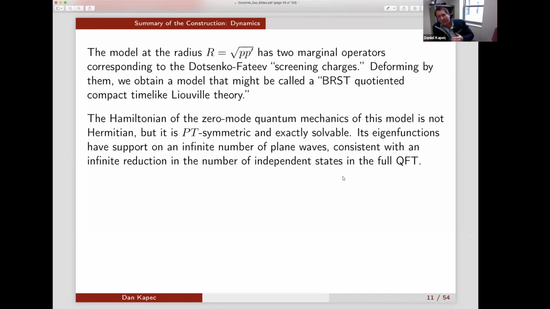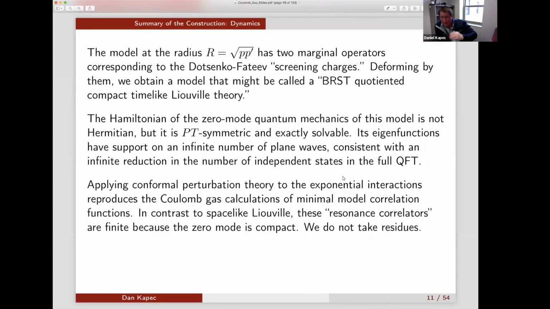And what you will see if you work out its eigenfunctions is that they have support on an infinite number of plane waves, which seems to support the idea that the correct interpretation of this model has an infinite reduction in the number of independent states. So in space-like Liouville, when you study the zero-mode quantum mechanics, you just see scattering states coming in, bouncing off an unbounded potential and going back. So the one momentum gets related to its reflection. Here, a momentum will get related to infinitely many other plane waves.